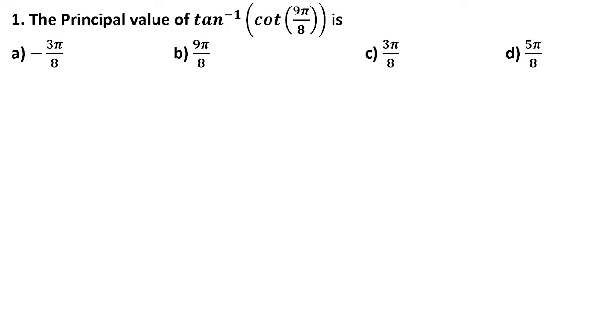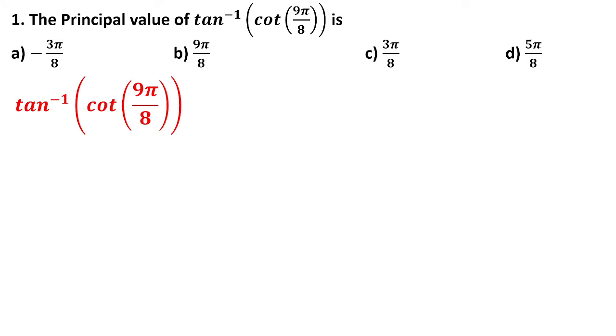Let us move on to question number 1. You have been asked to find the principal value of tan inverse of cot. Similarly, it may be sin inverse of cos, secant inverse of cosecant, like that. Whenever you see the angle inside, 9 pi by 8, always remember it will be outside the principal branch. You have to bring it down to the principal branch.